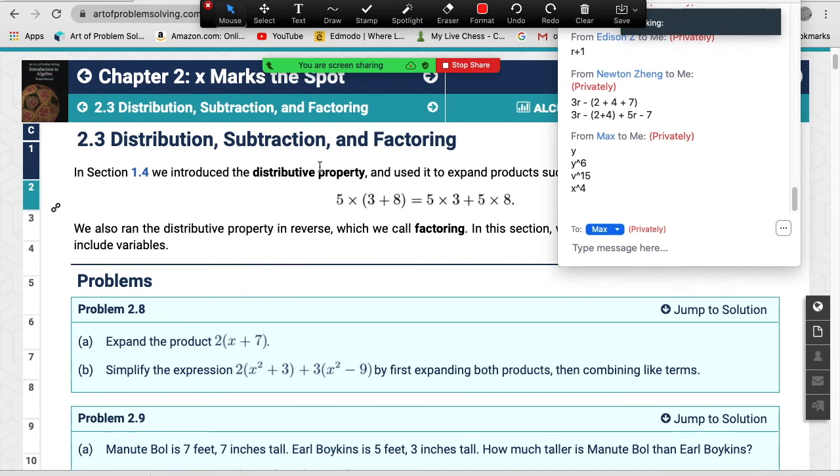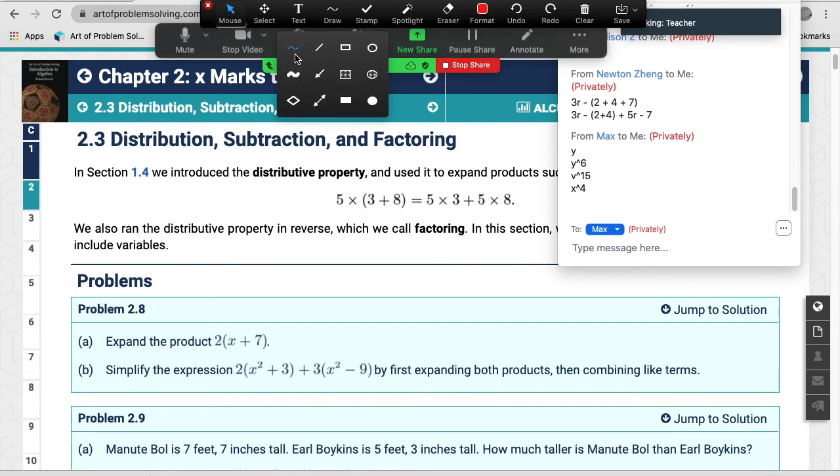Distribution means if you have this expression, like 5 times (3 plus 8), that means we can distribute this 5 to the inside of this parenthesis. We can write this one as 5 times 3 plus 5 times 8. So this one is called the distributive property.